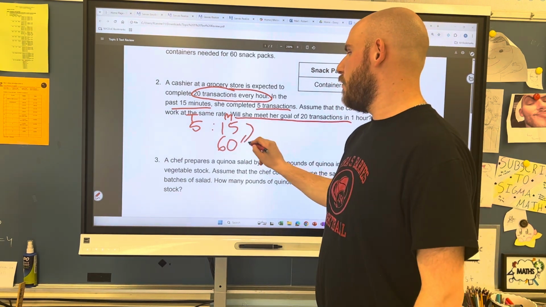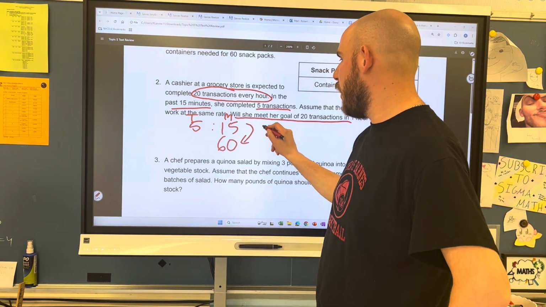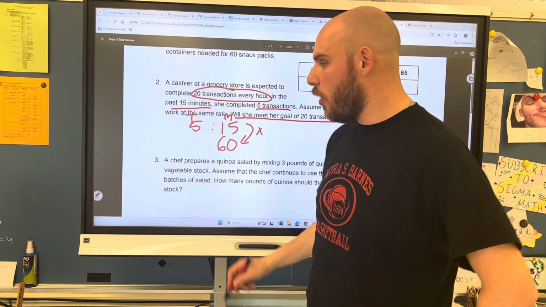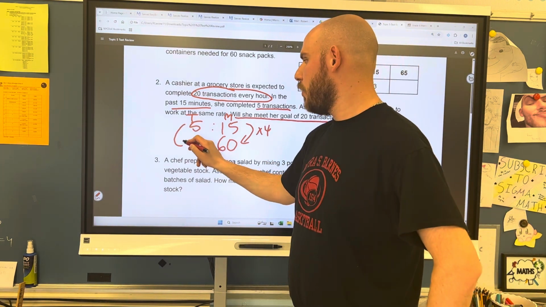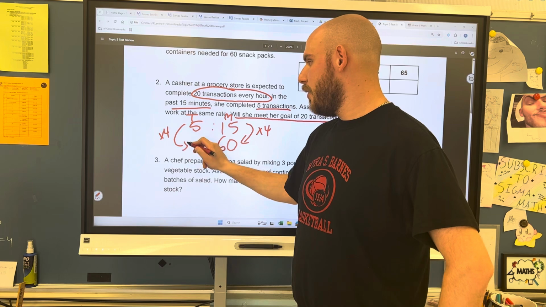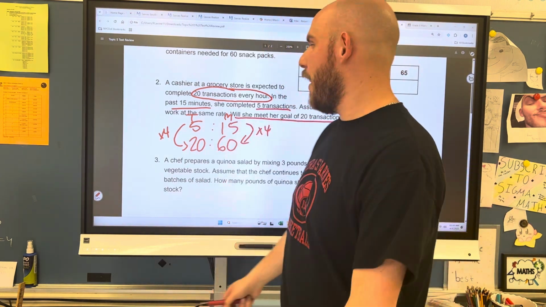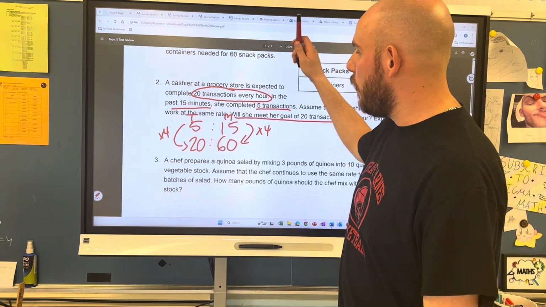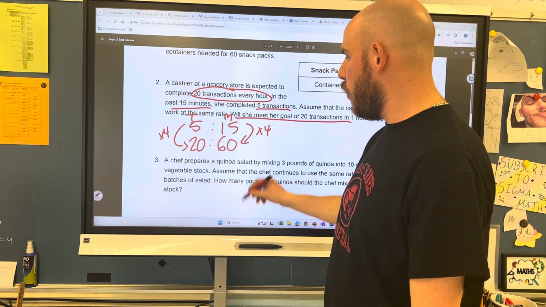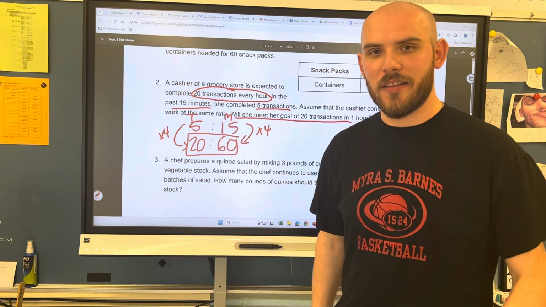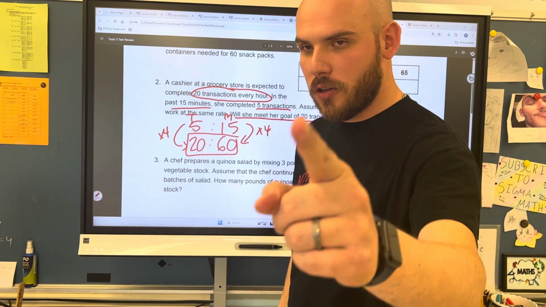How do you get from 15 to 60? What are we multiplying by? 4, good. So, that means we're going to multiply by 4 on this side. So we get 20. So what this tells us is that, yes, the cashier is meeting their goal because on their current pace, they will do 20 transactions in 60 minutes. Good cashier, good job. Good job to you too.